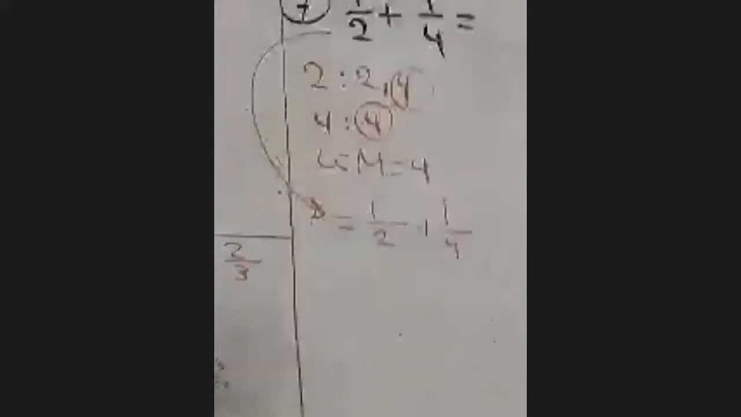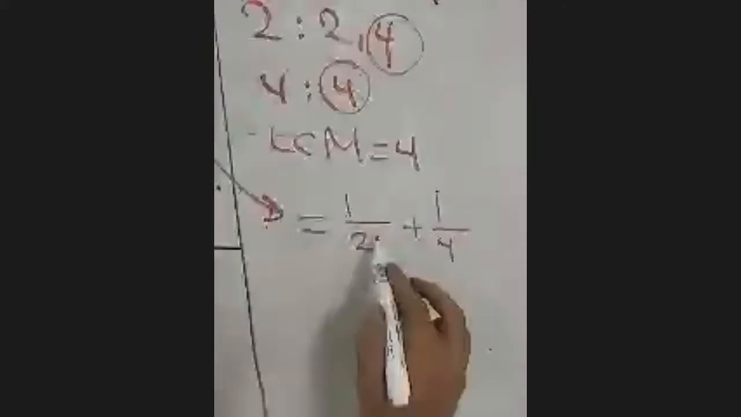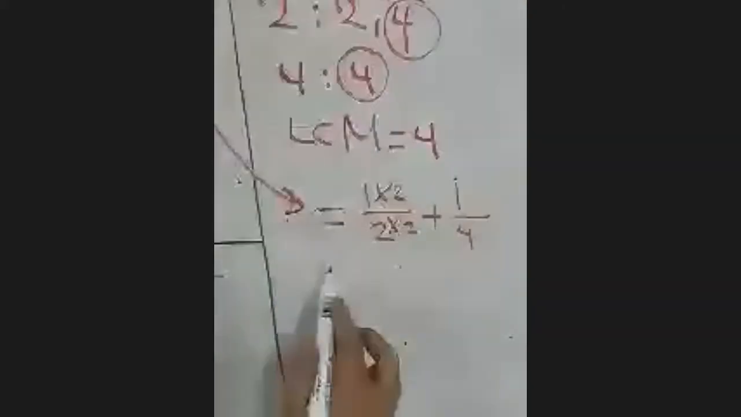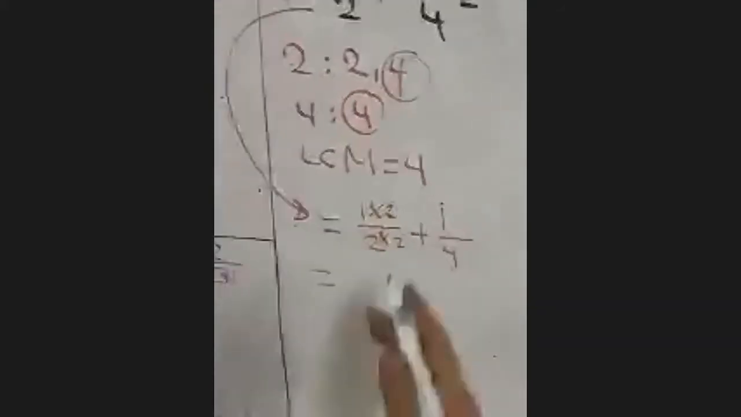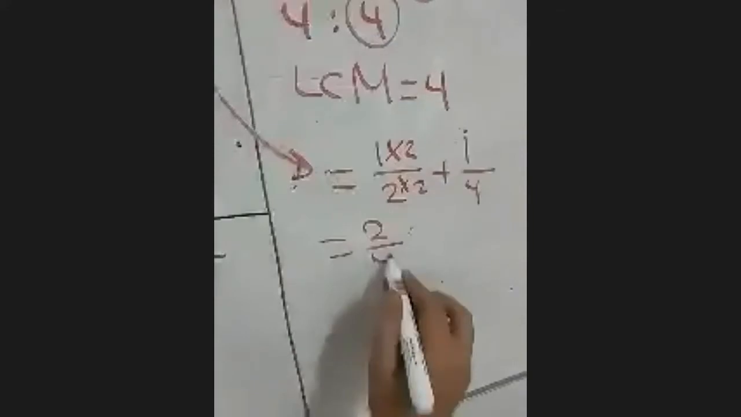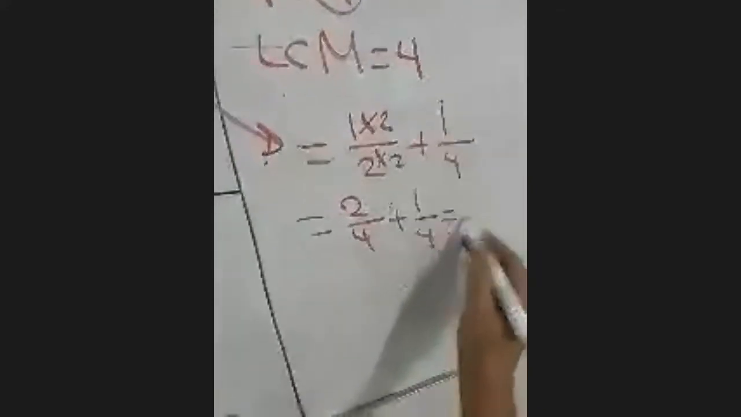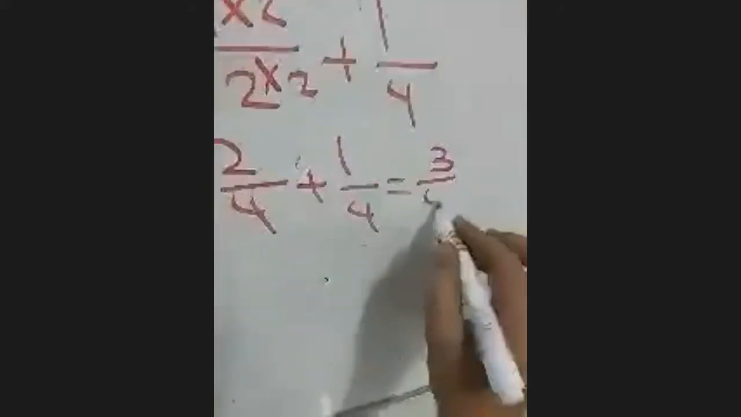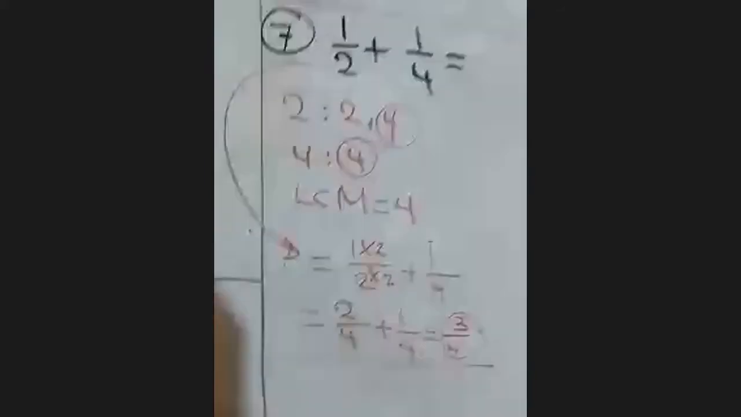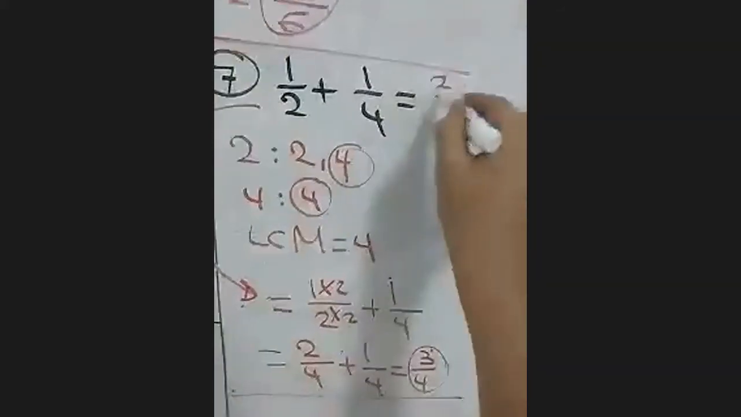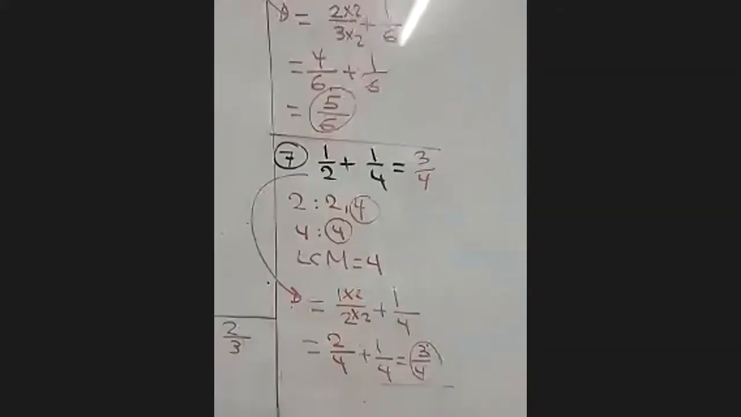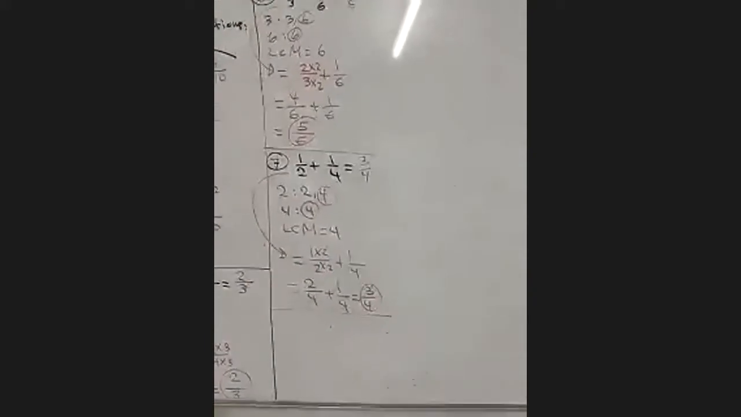We will multiply the 2 by 2 and the 1 by 2. Then, do we need to multiply here? No. So here it will be 2 over 4 plus 1 over 4 equals what? 3 over 4. Is it simplified, right? Yes. So what's the answer? 3 over 4. This is question 7, guys.